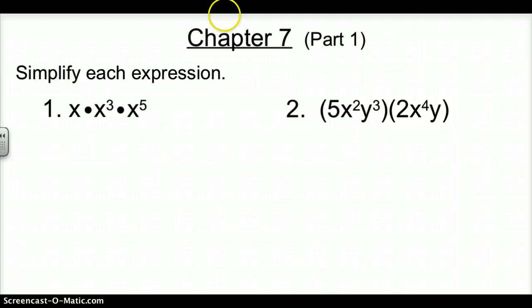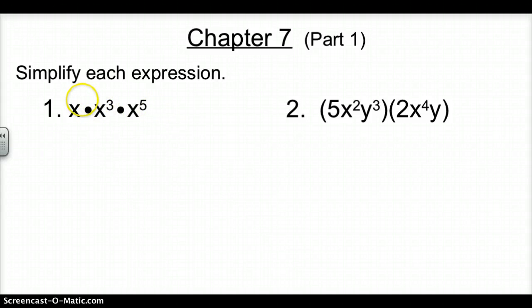Welcome, ladies and gentlemen, to Chapter 7, Part 1, where we start multiplying, dividing, and simplifying rational exponents. So let's take a peek at number 1. When we are multiplying these variables or numbers with exponents, we are going to add the exponents. Only when we are multiplying are we going to add the exponents.